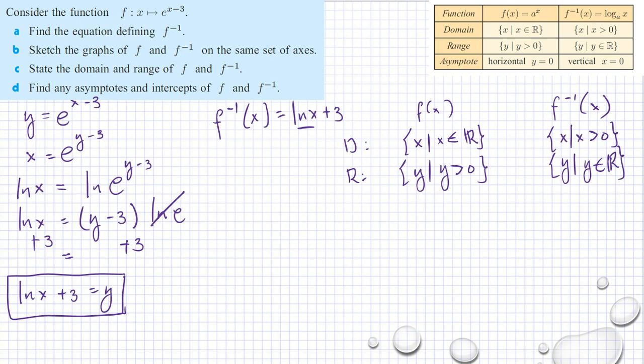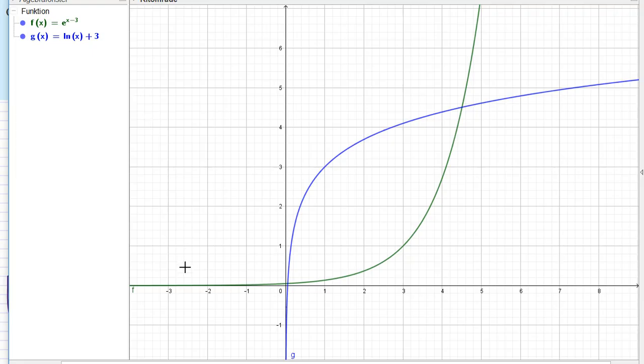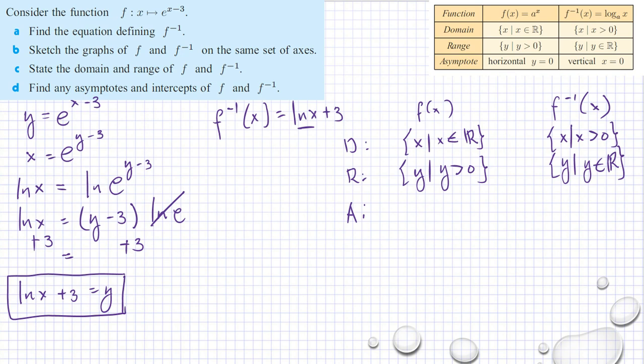Now let's take a look at the asymptotes. As you can see here, the green line is very near the x-axis, which means the asymptote is y equals 0. And the blue one is very near the y-axis, which means x equals 0. So the asymptote for the green one is y equals 0, and here it is x equals 0.